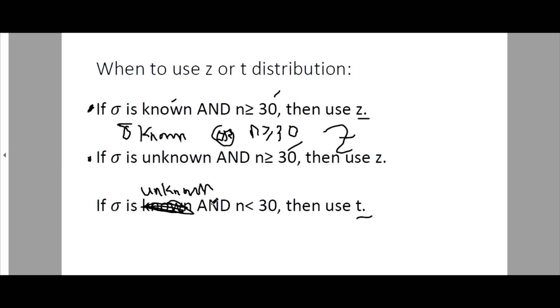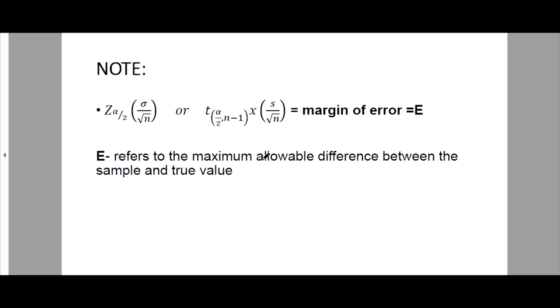The population standard deviation is unknown, and n must be less than 30. Both of these must be satisfied. Then we will use t. To understand further, let's go to our examples.